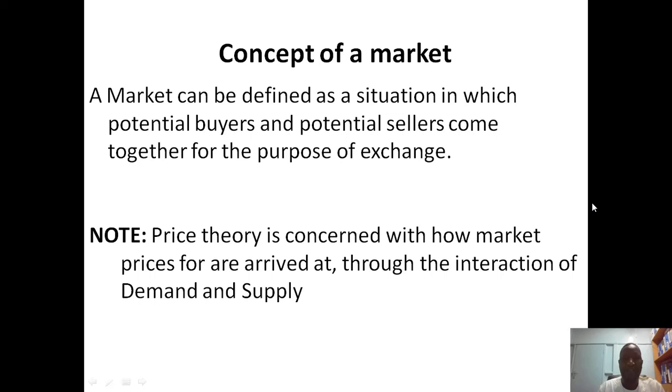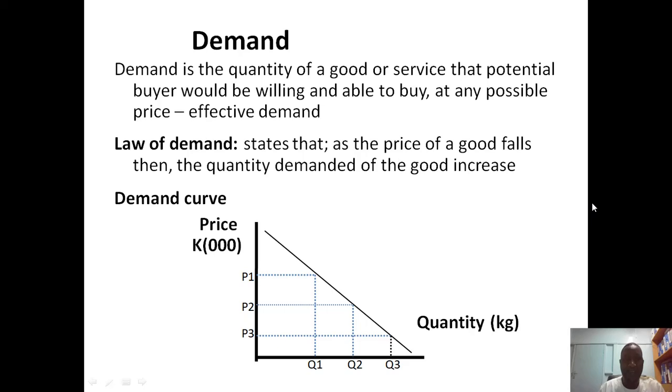And our major concern under the price theory is to look at how market prices are arrived at. Market prices are arrived at by the interaction of the market forces. What are these market forces? It's the force of demand and the force of supply. So prices in a free market economic system are determined by the strength of the demand and supply. So let's start by looking at demand and then we'll consider supply later.